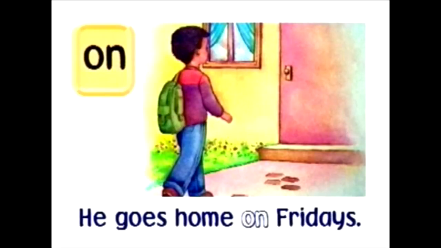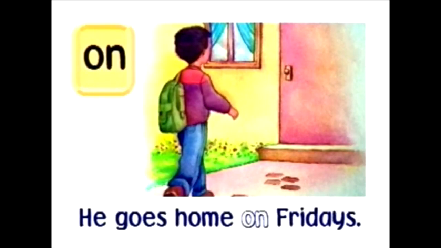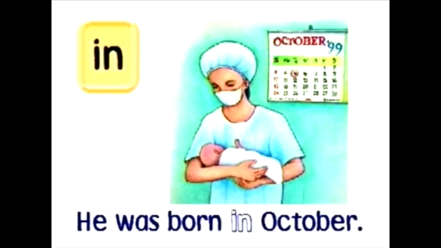On is used before the days of the week. He goes home on Fridays. In is used before months, before years, and larger units of time. For example, he was born in October.